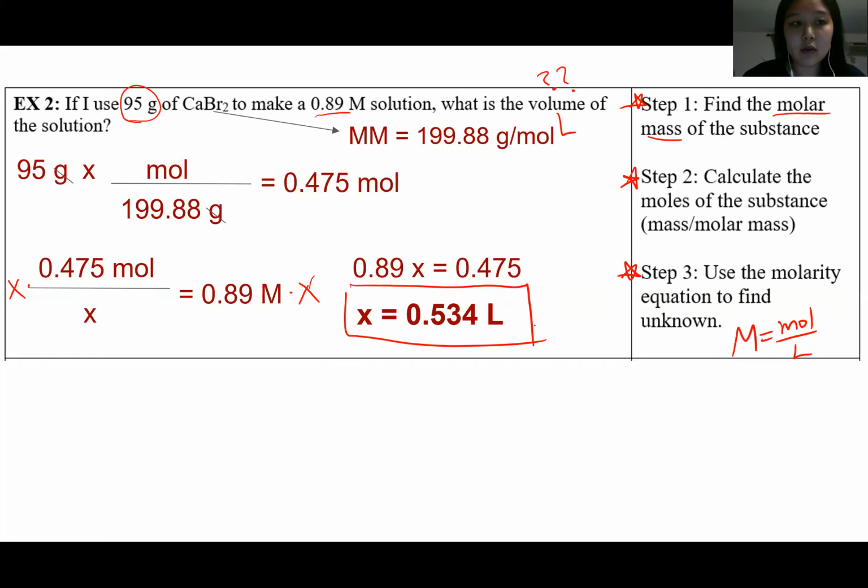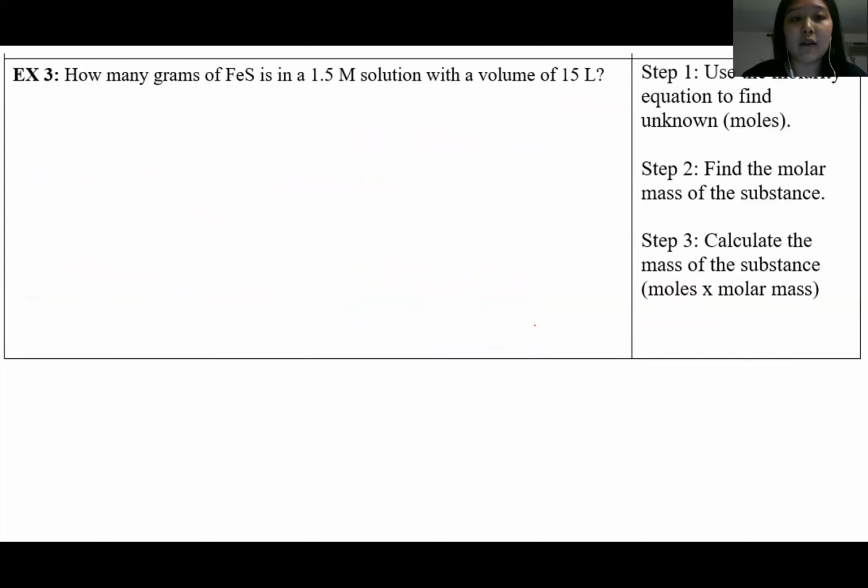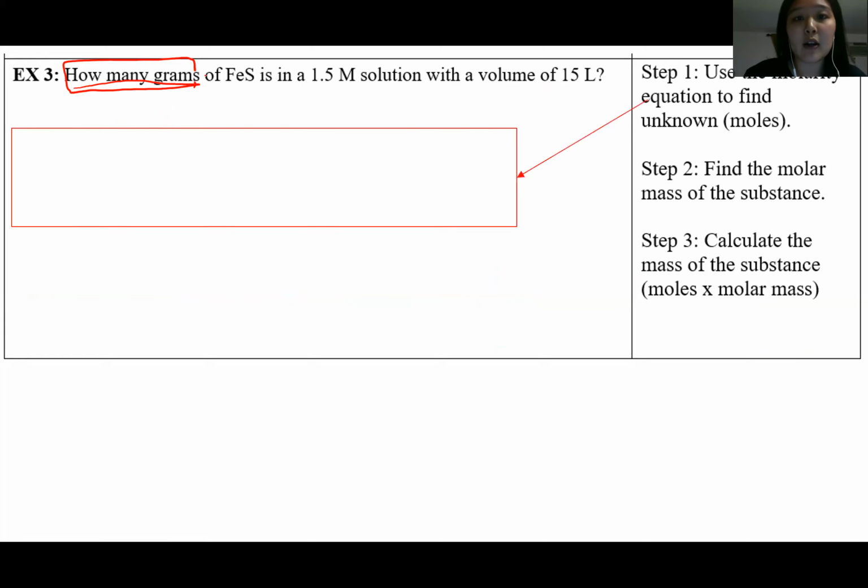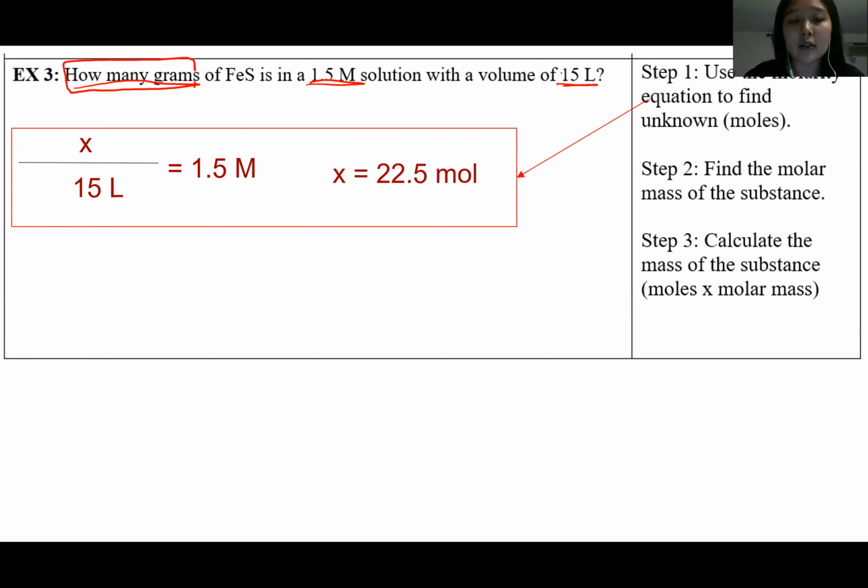One more example. How many grams of iron sulfide, FeS, is in a 1.5 molar solution with a volume of 15 liters? All right. This example is slightly different because we're actually solving for grams, right? So the first step is to use the molarity equation actually, because we're given molarity and liters, right? So I'm going to set up the formula. I'm going to solve for X and I get X equals 22.5 moles, right? So that's the information that we can get from the given values.